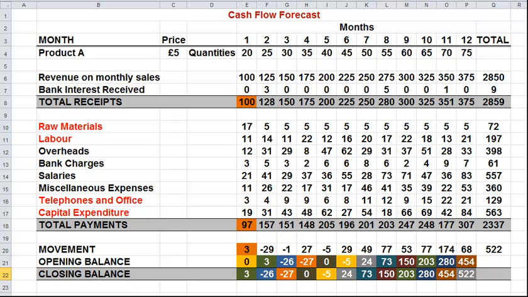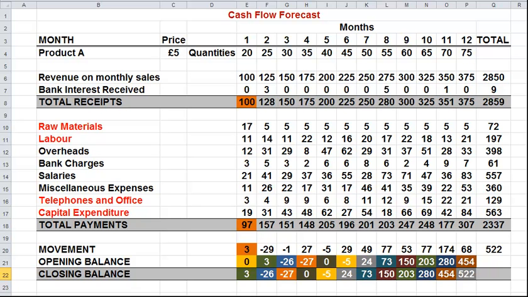I've just colored them in to show how they relate. So you can see straight away by color coding, minus 26, minus 26, minus 27, 27, 0, 0, minus 5, minus 5, 24, 24, and so on. And that is a cash flow statement. That's how it's worked out.